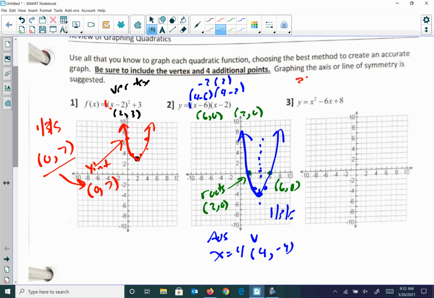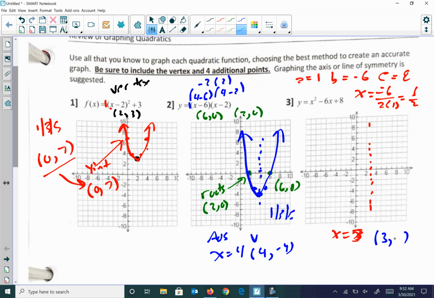Next problem, we have our a value being 1, our b value being -6, our c value being 8. So I'm going to use -b over 2a. So it's -6 over 2 times 1. So that's 6 over 2. So that gives me 3. So my axis of symmetry is 3, not x, it's 3. So I know my x component of my vertex is going to be 3. I'm going to take 3, plug it in, so 3 squared is 9, minus 18 plus 8, which is going to wind up giving us -1, so 3, -1 is here.